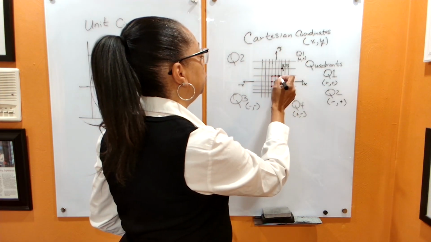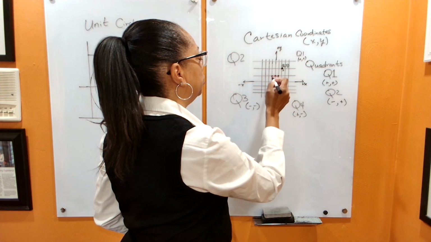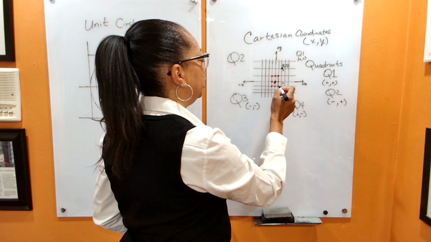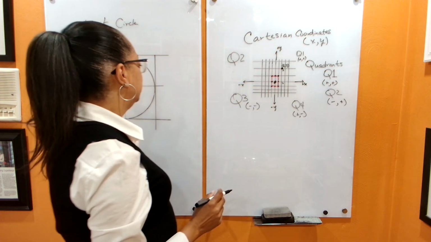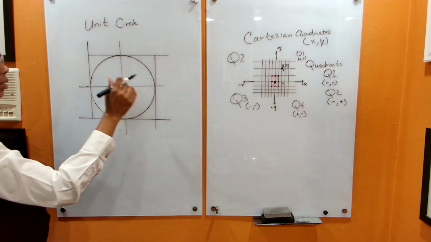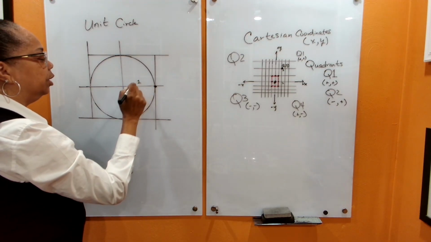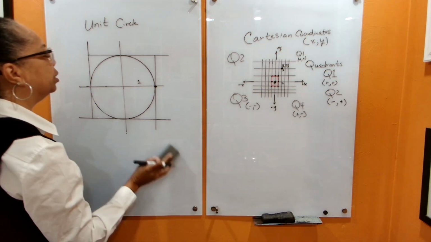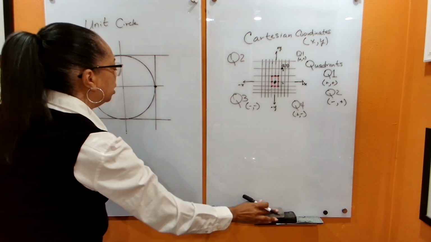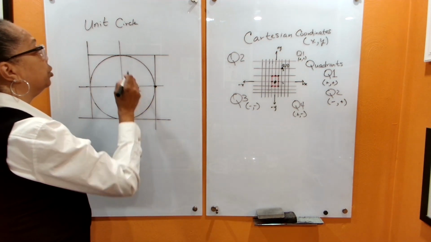So this is 1, 1. This is negative 1, 1. Negative 1, negative 1. And 1, negative 1. So everything is length 1. Let me write it underneath. So we're going to use this again. 1 for our unit circle.